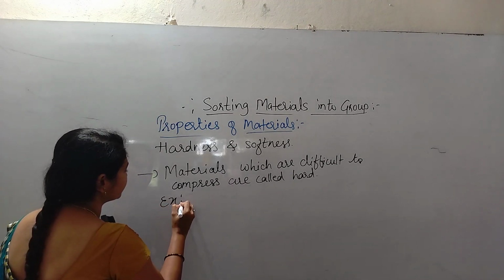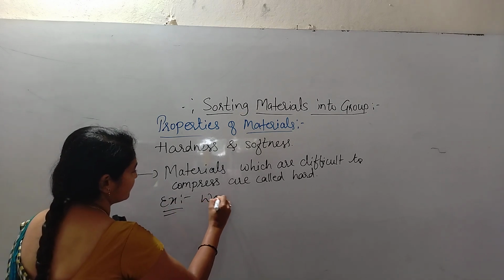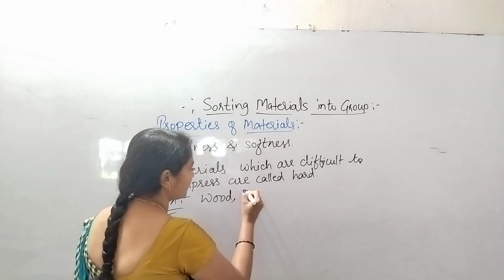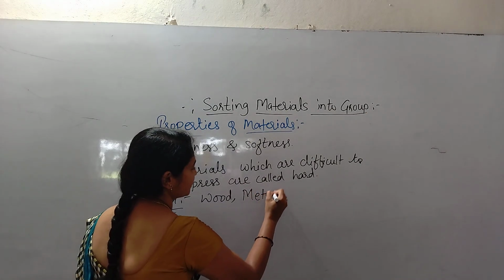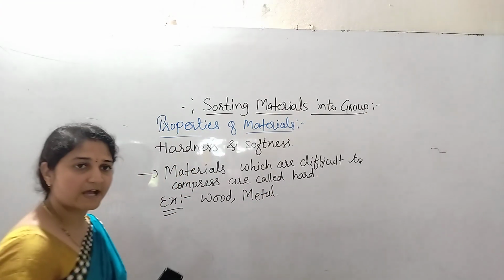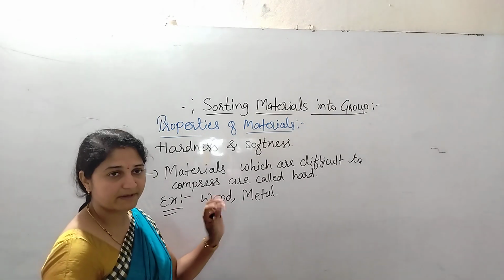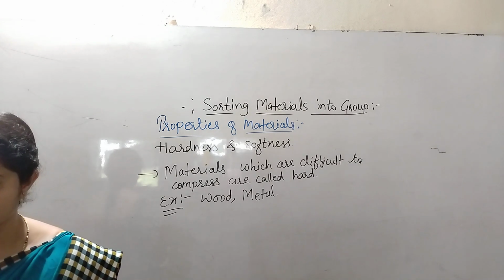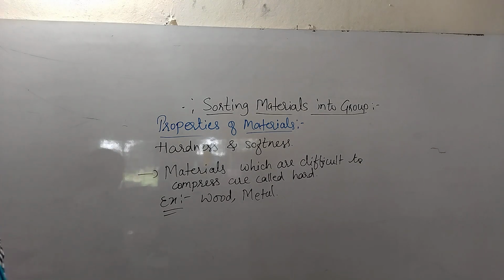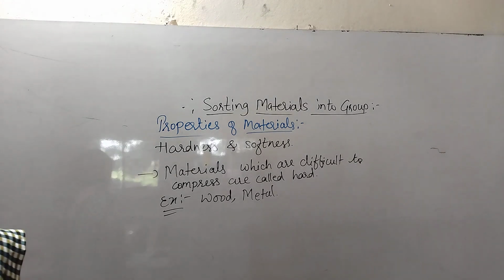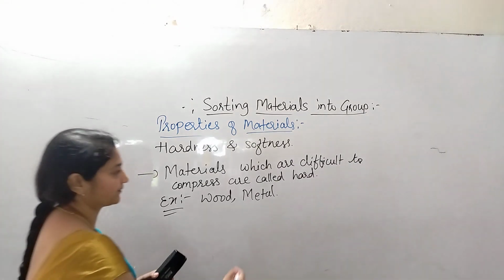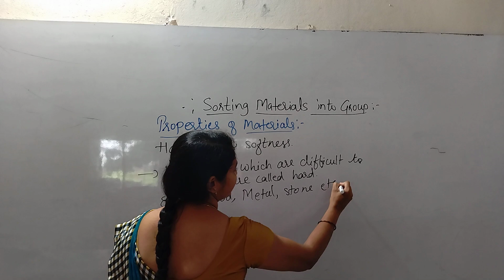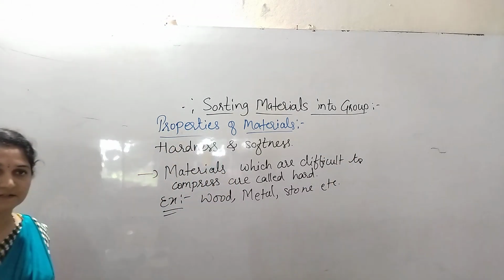Can you give an example here? Yes, take wood. And all metals are also hard. Some exception metals are there that are soft, but almost all metals are hard. So wood, metal, and stone, etc. You can mention other hard materials also.